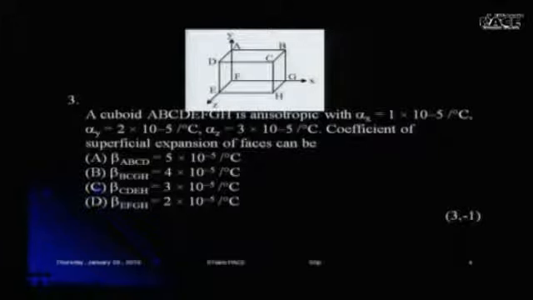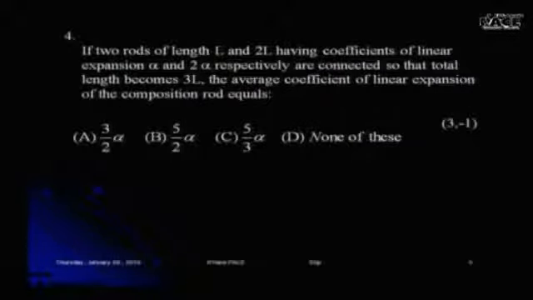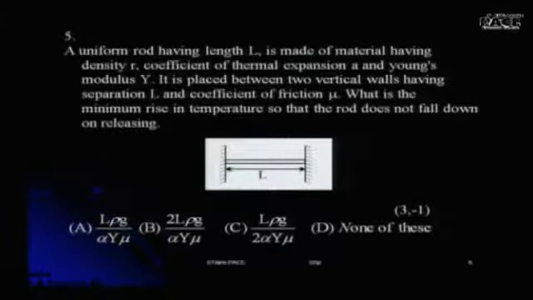Anisotropic is opposite of isotropic. Isotropic means it is same in all directions, and anisotropic means different in different directions. So next question. It says composition rod, it should read composite rod. The average coefficient of linear expansion of the composite rod equals what? Yeah, shall I go ahead? That R is rho, density rho, coefficient of thermal expansion alpha, and Young's modulus Y. Yeah, shall I move on?